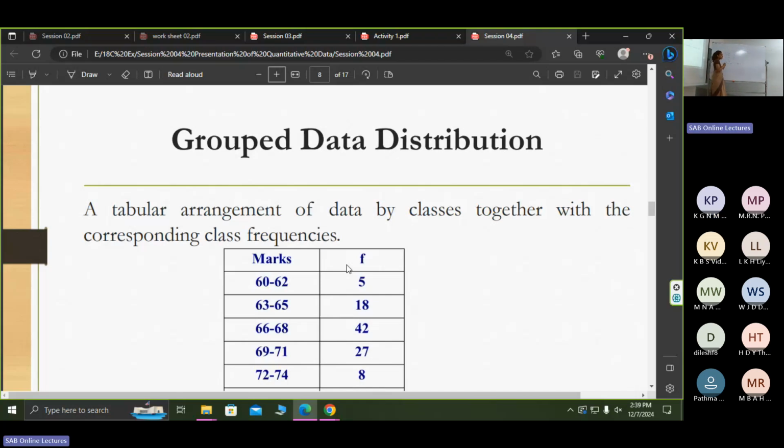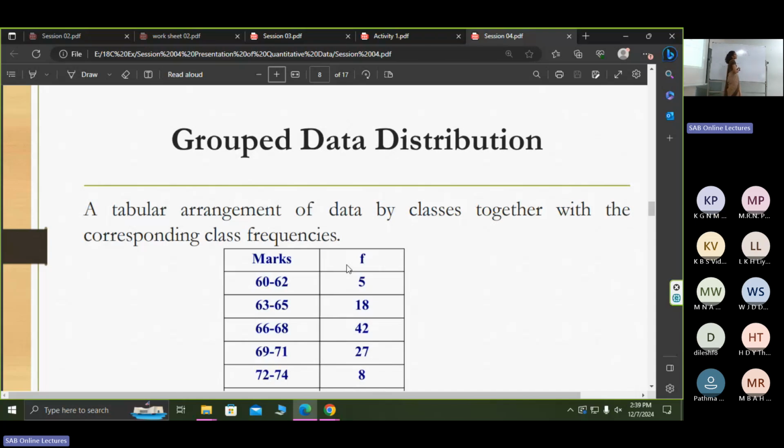Now clear? Then move to the second one. 63 is the lower class limit. We subtract 0.5 from that. What is the answer? 62.5. Add 0.5 to the upper limit: 65.5. Now, is there any gap? We removed it. Understood? We remove it using the class boundary.